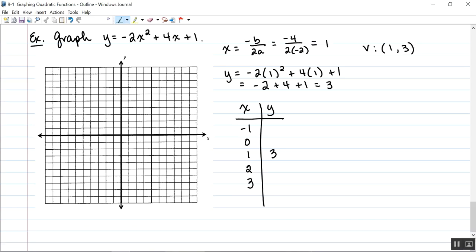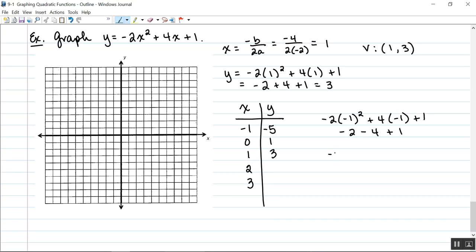I'm going to start with the easiest one, which is 0, because when I plug in 0, this becomes 0, this becomes 0, and I have just 1. Now let's plug in negative 1. So negative 2 times negative 1 squared plus 4 times negative 1 plus 1 gives me negative 2 minus 4 plus 1, or negative 6 plus 1, or negative 5.